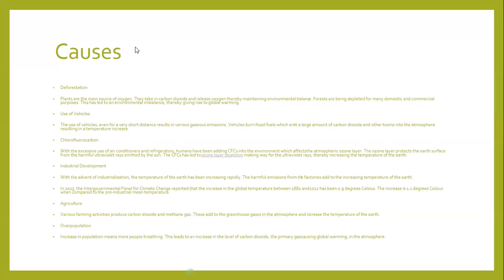So next thing is agriculture. Various farming activities produce carbon dioxide and methane gas. These add to the greenhouse gases in the atmosphere and increase the temperature of the Earth. So if you're wondering what this is, farmers sometimes spray their crops to make it look better. Correct me if I'm wrong.